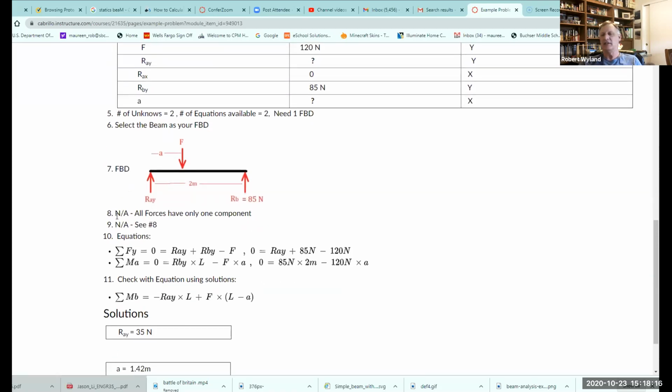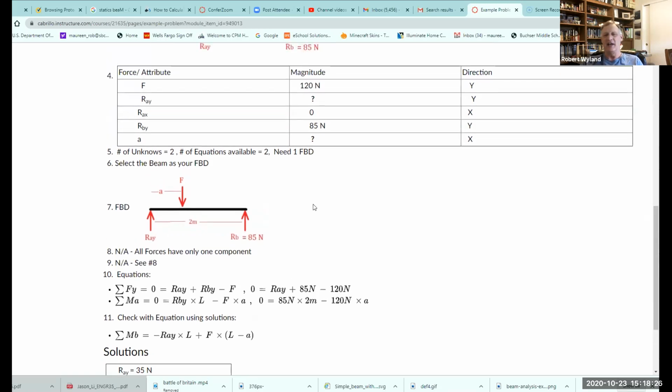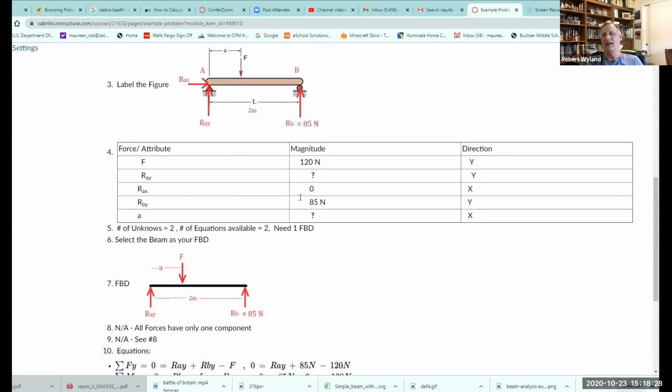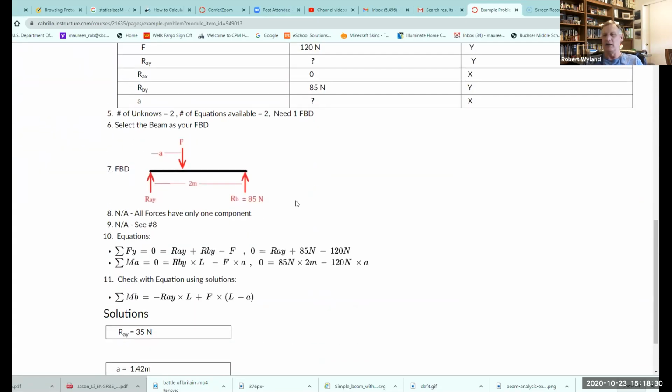Here in number 8, it's talking about checking the components of your forces to make sure that they equal 1, both 8 and 9. Because we only have forces in the y direction, there is no need to check our components because we really don't have any components. We just have forces in one direction. So 8 and 9, you get to skip in this part.